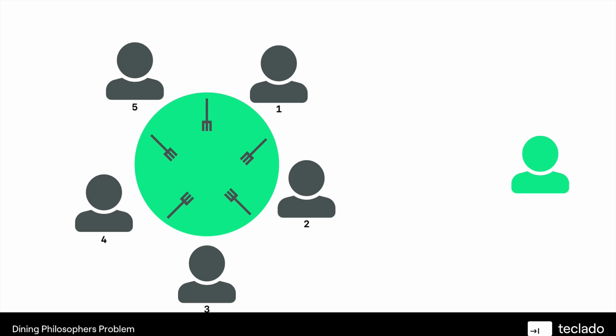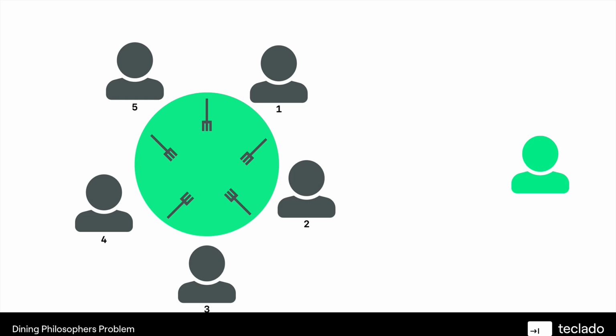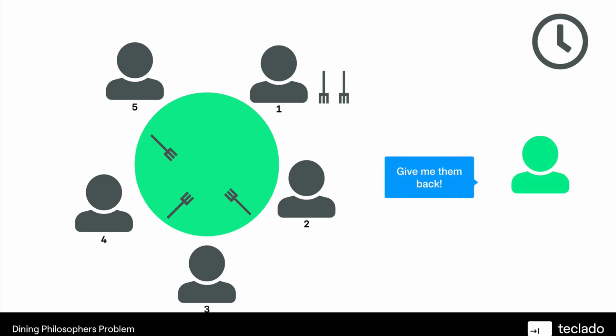So something like this could happen. One philosopher could ask for 2 forks, and then the waiter will be like, sure, take 2 forks on the table, and give them to the philosopher. Now this philosopher has 2 forks, and all the other philosophers are doing nothing. Then some time passes, maybe 10 minutes, and then the waiter will take the forks back and put them back on the table.